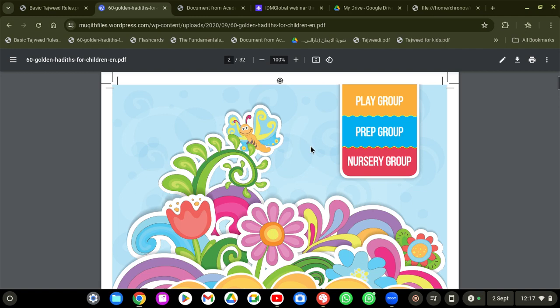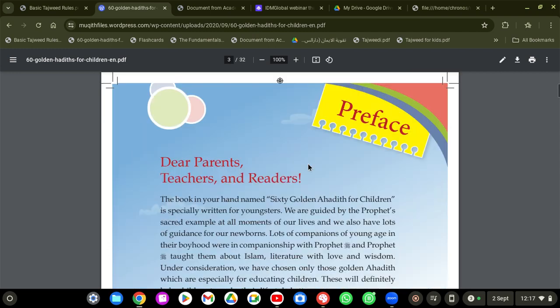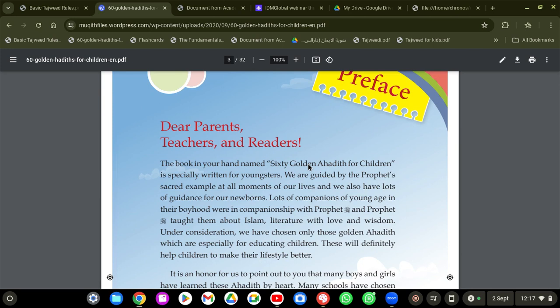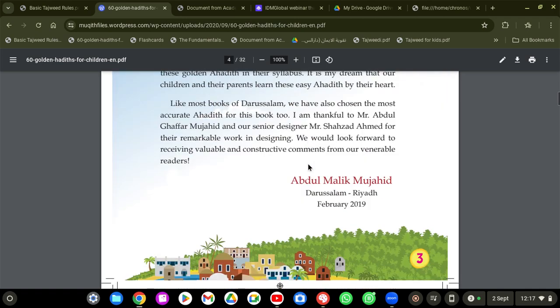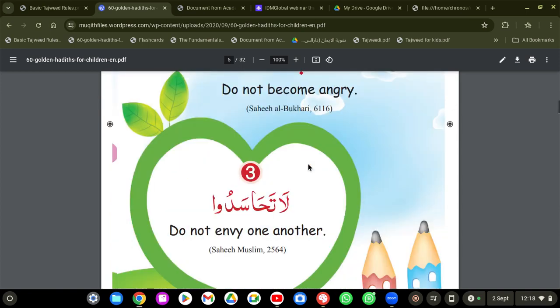What dua do you read when going upstairs? When you go upstairs, what dua do you read? Alhamdulillah? No, wrong. Allahu Akbar. Upstairs, Allahu Akbar. Downstairs, Subhanallah. Repeat it 10 times. Upstairs, Allahu Akbar. Downstairs, Subhanallah. Hurry up.